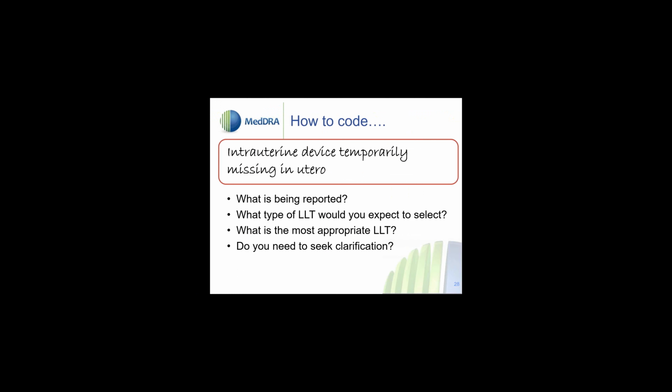So the next one. In our next example, it is reported that an intrauterine device is temporarily missing in the uterus. So do we know what this is referring to? We know that it is a device-related event. This is for sure. But is this verbatim describing an IUD dislocation or an IUD expulsion or an erroneous imaging finding, or something else? So the wording temporarily missing is somehow confusing. And what would be the most appropriate LLT, or would we need to query to clarify the background?